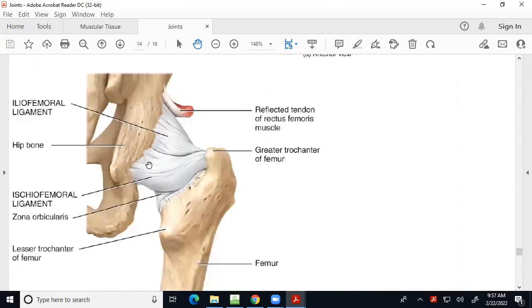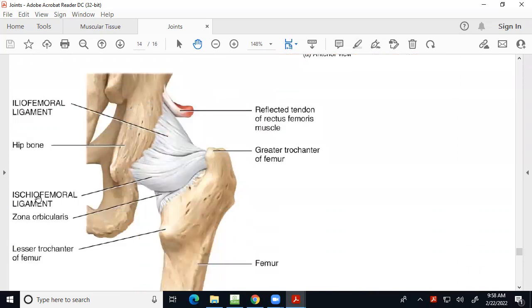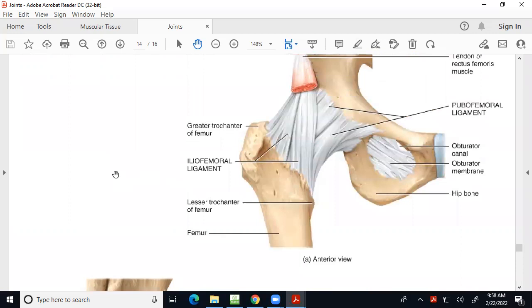And then on the back side is the only view where you'll see the ischiofemoral, and you'll want to highlight it there. So in both pictures, you just have two things to identify: the two ligaments at the top, pubo and ilio, and then at the bottom, the ilio and the ischio. Keep in mind that these are the absolute strongest ligaments that our body has, and that provides a lot of stability to your hip and keeps your hip from dislocating.